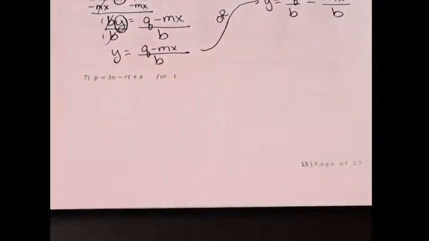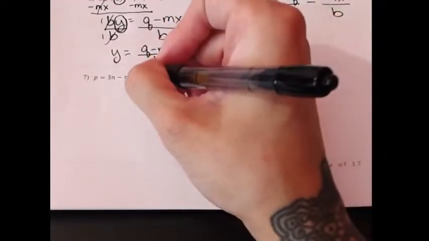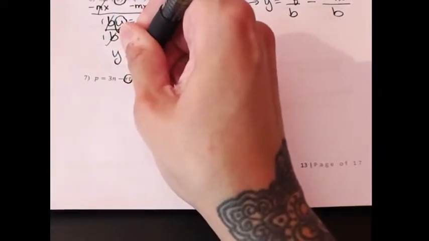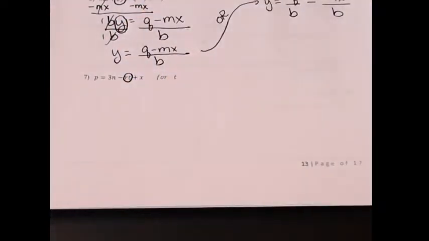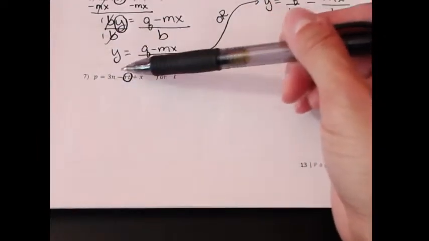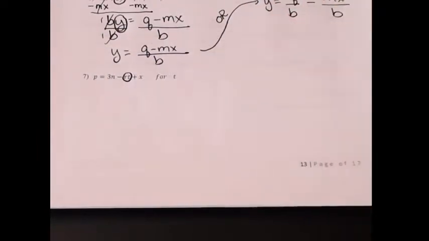For number 7, we have p is equal to 3n minus rt plus x. Again, we're trying to solve for t. So I'm going to put a tiny little circle around that and hopefully not block any of the other information. Notice we have 1, 2, 3, 4 terms. On the side where our term is with a t, we have 3 terms altogether, which means 2 of those 3 have got to go.